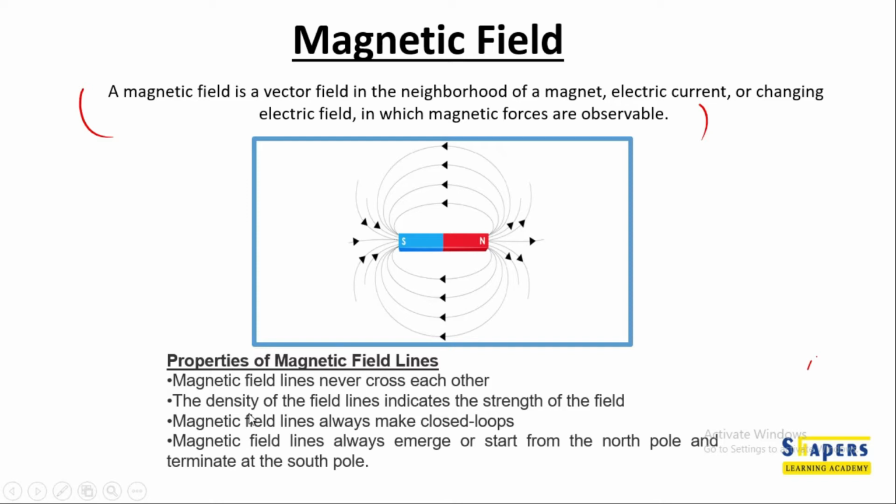Certain properties of magnetic fields. Magnetic fields never cross each other. You can see the lines of magnetic force don't crisscross. The density of the field lines indicates the strength of the field. The more the lines are close to each other, the denser the magnetic field is over here. Magnetic field lines always make closed loops. The loops start from a pole and end at a pole. Magnetic field lines always emerge from the north pole and terminate at the south pole.